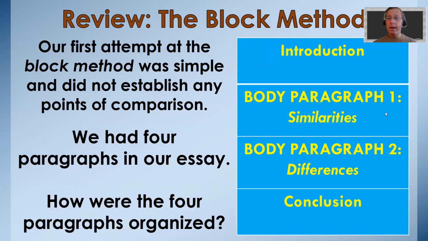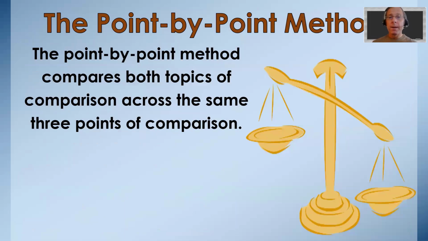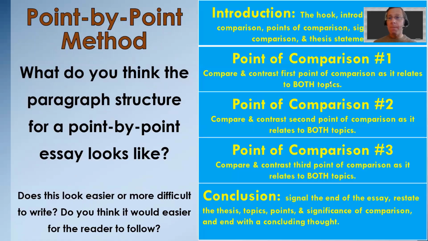We don't have to compare these two topics for comparison across points of comparison. So when we're doing our block method, we only list the similarities in the first paragraph and the differences in the second body paragraph. So the point-by-point method compares the two topics for comparison across those 3 points of comparison. And each point of comparison will get its own body paragraph. So let's take a look at what that paragraph structure looks like here.